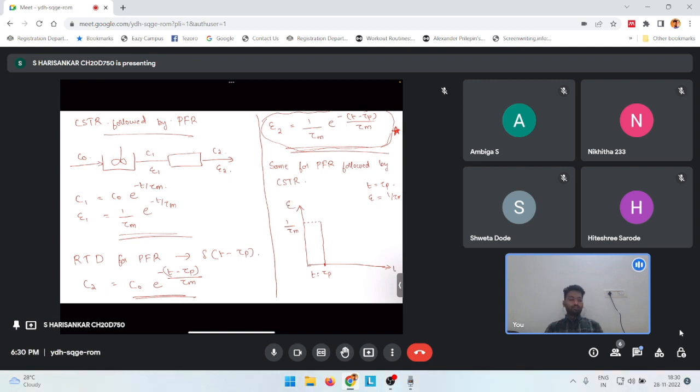Okay. And from then on, as tau P is greater than T, your RTD will come like this. So this is how we got the RTD for a CSTR followed by PFR system that we briefly saw in the last class. This is just the basics of that article, right? And as I said, this scenario is the same for both PFR followed by CSTR as well as CSTR followed by PFR.